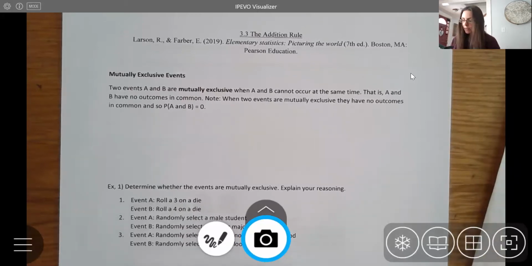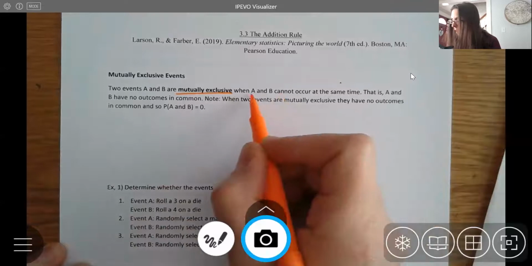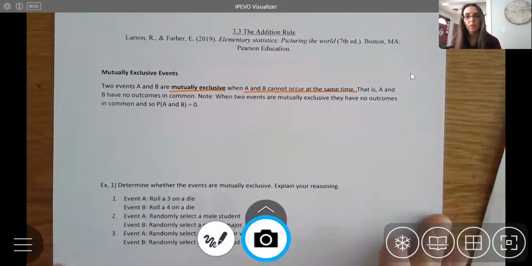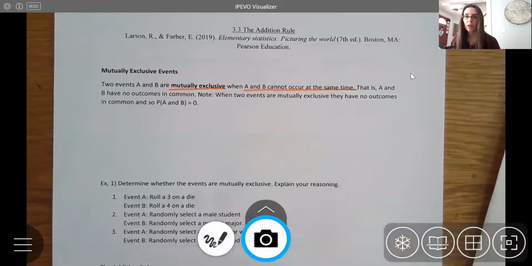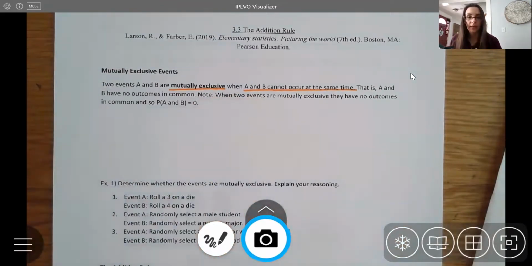All right, so first, two events, A and B, are mutually exclusive when A and B cannot occur at the same time. Now, I do want to note that mutually exclusive and the idea of independent are different concepts. Events are independent if one does not affect the probability of another one. This is about things occurring. Events are mutually exclusive if A and B cannot occur at the same time. Again, these are two different ideas. You just want to be careful not to mix them up.